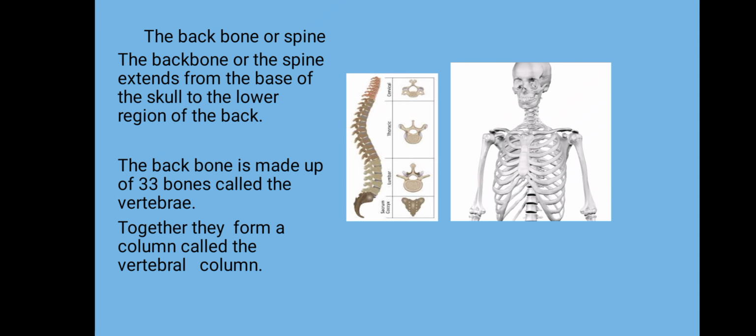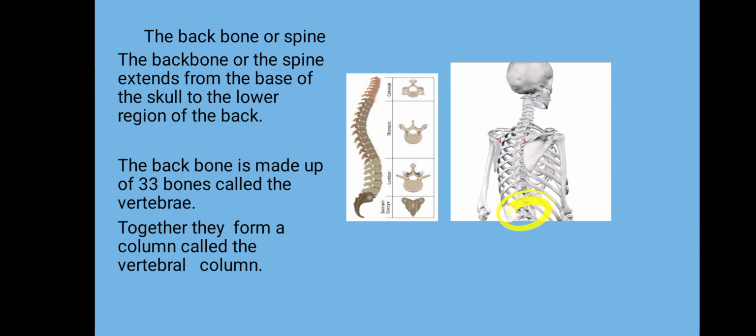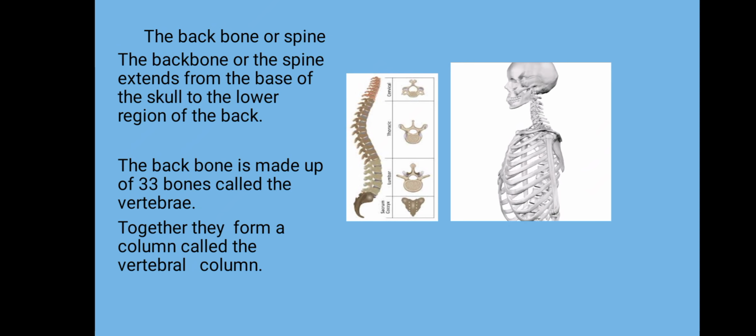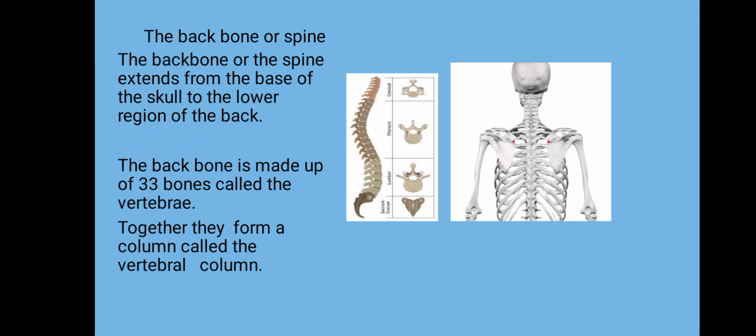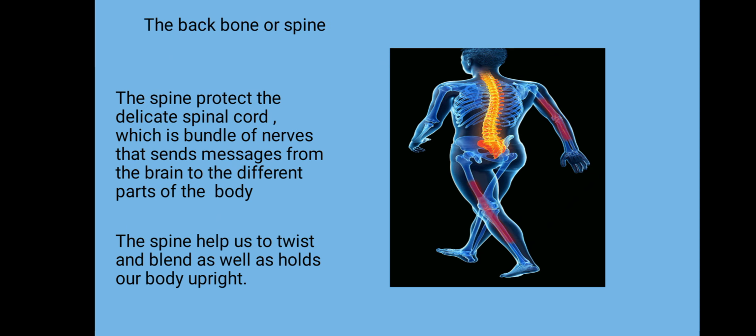The backbone or spine extends from the base of the skull to the lower region of the back. There are 33 bones known as vertebrae. Together they form a vertebral column. The spine has a delicate organ, the spinal cord, present inside the spine, which has a bundle of nerves that sends messages from the brain to different parts of the body.